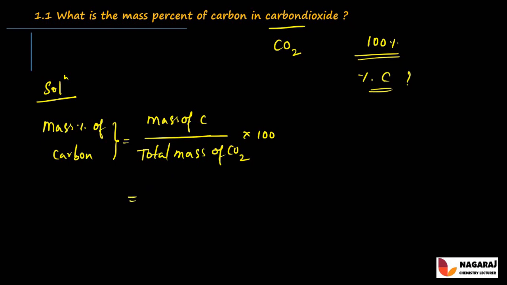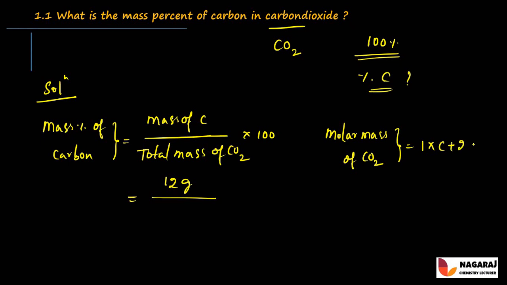So we know the atomic mass of carbon. The atomic mass of carbon is 12 grams, divided by the total mass of carbon dioxide. That is, the molar mass of carbon dioxide is equal to 1 into carbon plus 2 into oxygen. That is 1 into the atomic mass of carbon, 12, plus 2 into the atomic mass of oxygen, 16. So 12 into 1, that is 12, plus 16 into 2, 32.